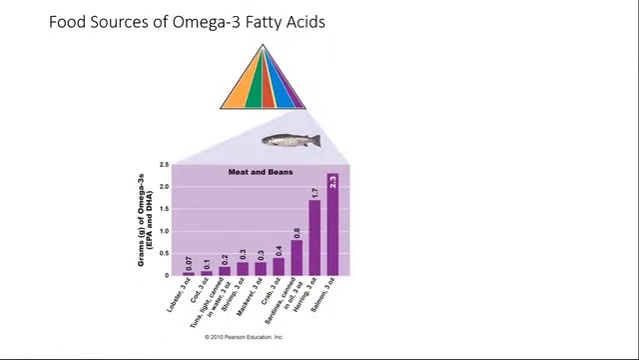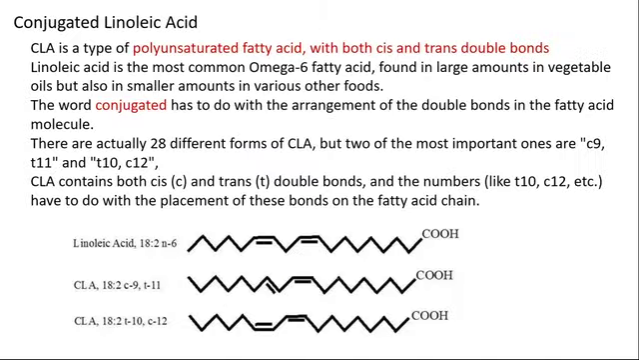So food sources of omega-3 fatty acids, you see most of the food sources are the fish, and you have very little among the beans, very little omega-3 and 6, and this mainly comes in soybean. So therefore, for vegetarians, it is very important to supplement the diet with omega-3 and omega-6 fatty acids.